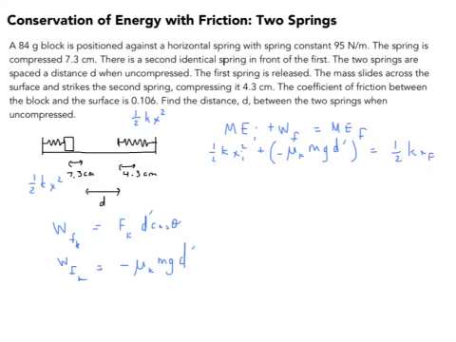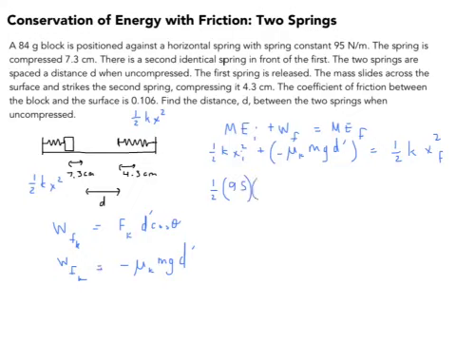Okay, let's see, kx final squared. Let me write that out. Good. So, we're looking for the distance d, right? Now, we will have 1/2. K is, what is K? We're given 95.